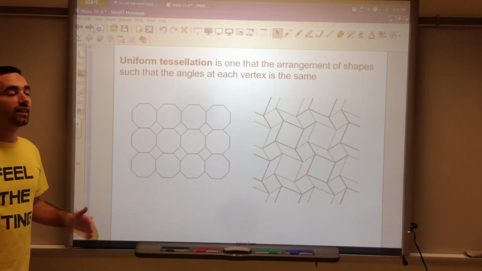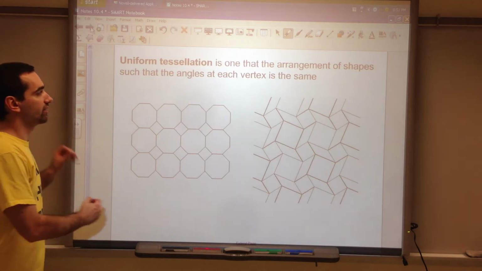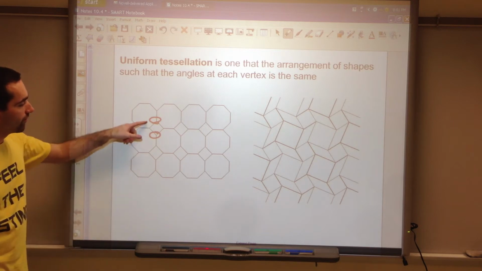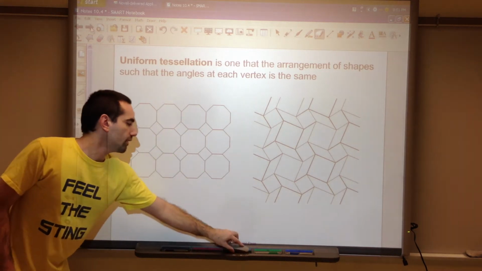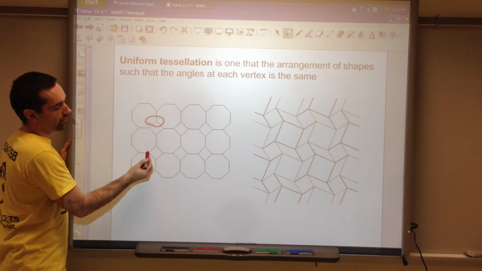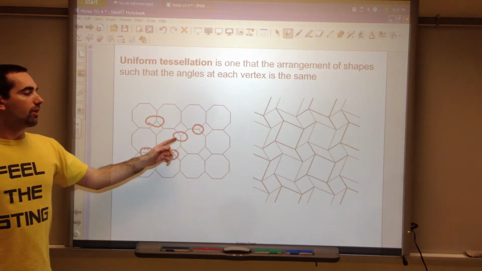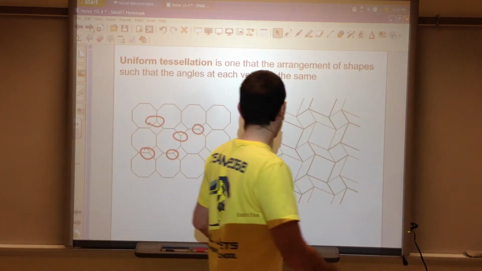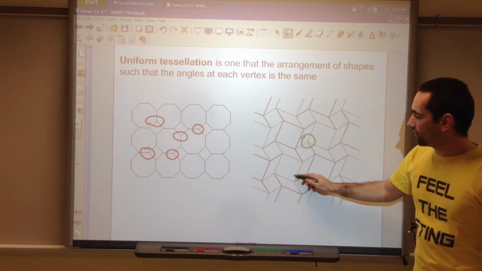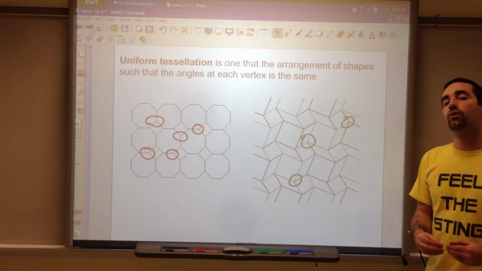Uniform tessellations is the idea that the arrangement of shapes is such that the vertex always has the same number of angles. So here, right here, we've got 2 octagons and 1 square. No matter where you go, it's always the same. 2 octagons and a square. Now over here, you see the same idea. Every vertex has the same set of angles. That makes it a uniform tessellation.